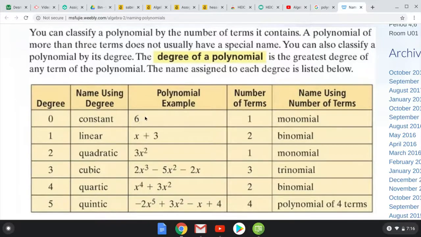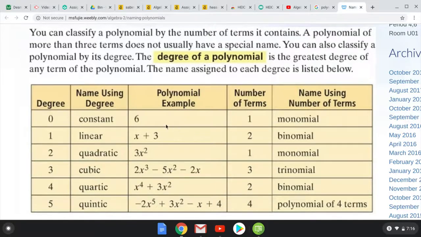So if you only have one term in a polynomial, then that's a monomial. Mono meaning one. If there are 2 terms, that's a binomial. Bi meaning 2. 3 terms is a trinomial. After 3, we don't have any special names. So if it's got 4 terms, like this one, we just say it's a polynomial with 4 terms. Or specifically, this would be quintic with 4 terms.